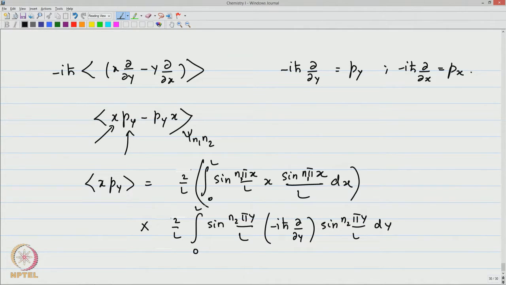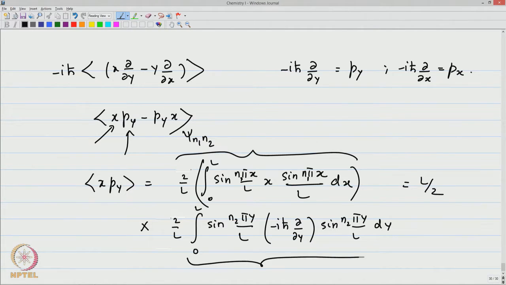Okay. Then you know that this is nothing but the average value for the position, which is L by 2. This is the average value for the momentum in the coordinate representation corresponding to the wave function, and therefore this is 0. The average value for the momentum is 0, as in the previous problem. Therefore, x by P y is 0, and likewise this is also 0.